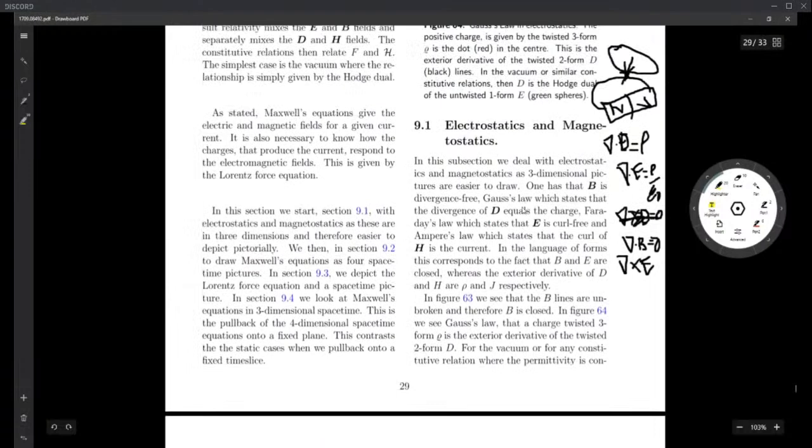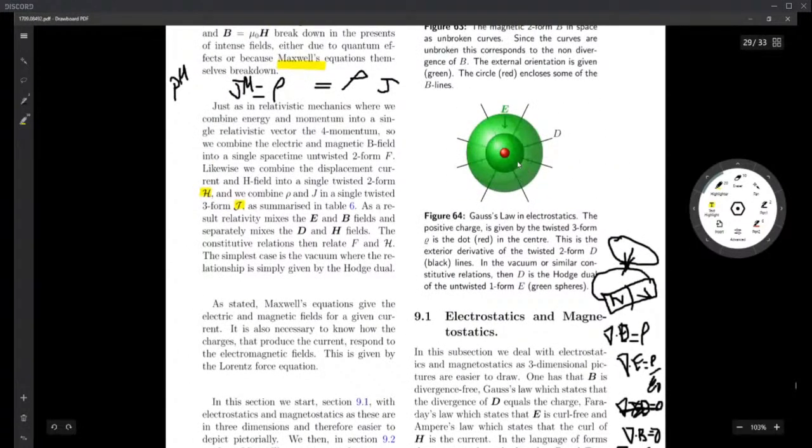So obviously, the visual way of looking at this for Gauss's law, first things first: nabla dot E is equal to rho by epsilon naught. The positive charge is given by a twisted three form, which is the dot here, and this twisted three form's magnitude is given by rho, which is the charge density. Charge density basically means net charge by volume, right? And this is also okay.